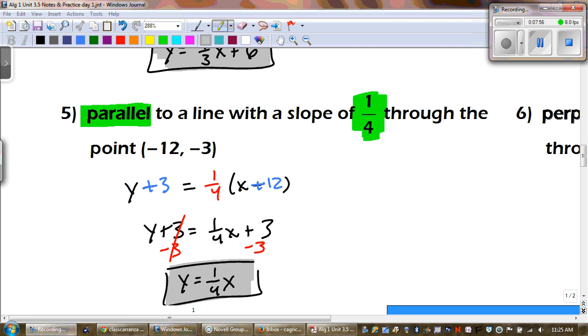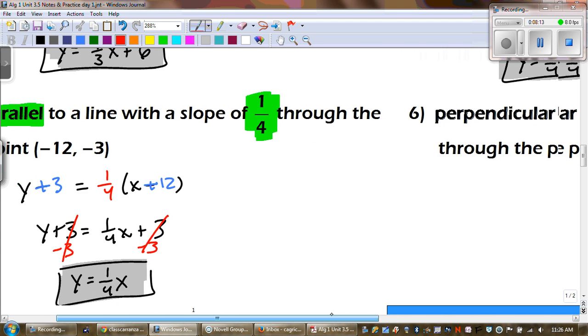Okay, and there's all the work. So you get y plus 3 equals 1/4 x plus 12. Distribute the 1/4, and you get 1/4 x plus 3, and subtract the 3 from both sides. The 3's actually cancel on both sides, and we're left with y equals 1/4 x.